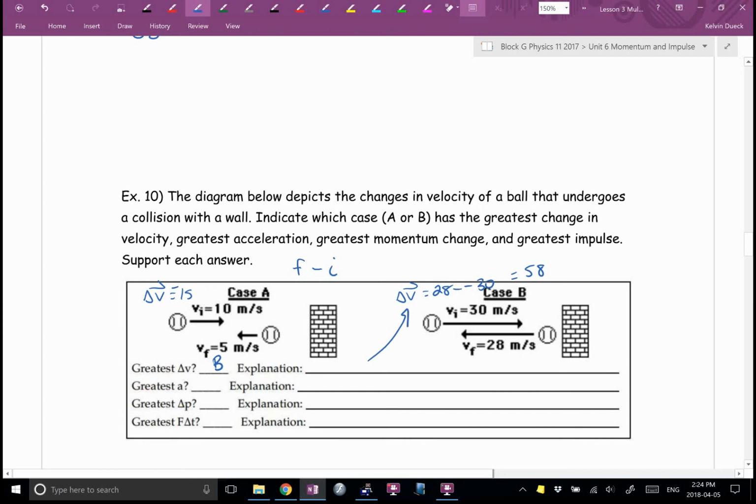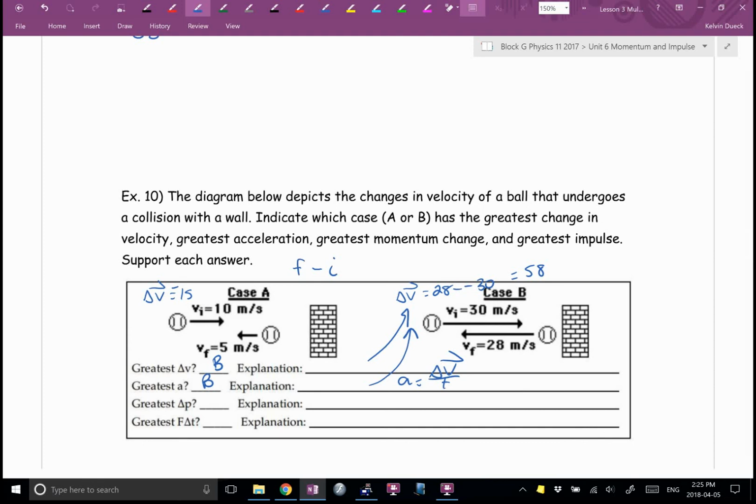Which one has the biggest acceleration? Explanation? Also right there, because acceleration is change in velocity over time. It does say they both have the same time. If it doesn't say that, it should say that. But one has a bigger change in velocity.